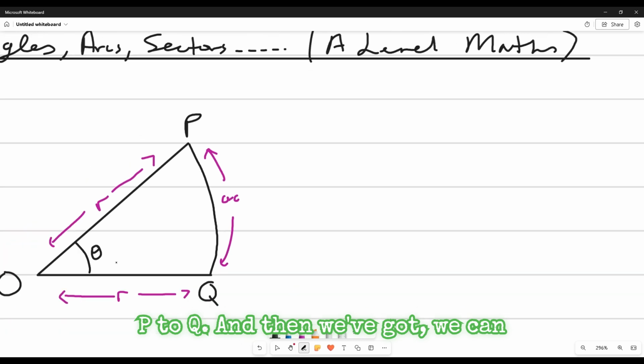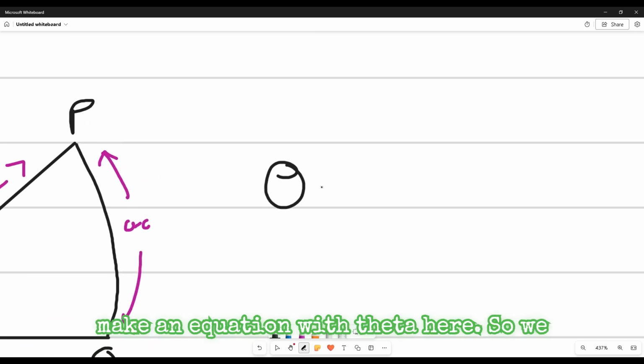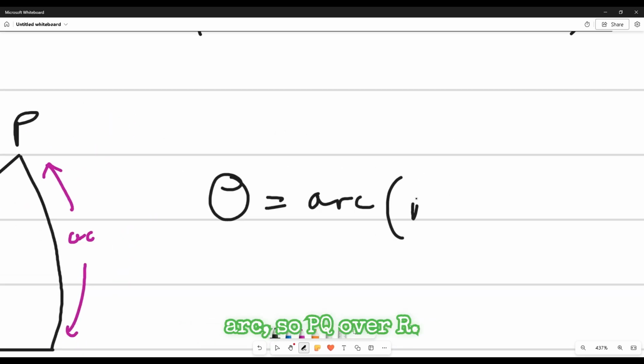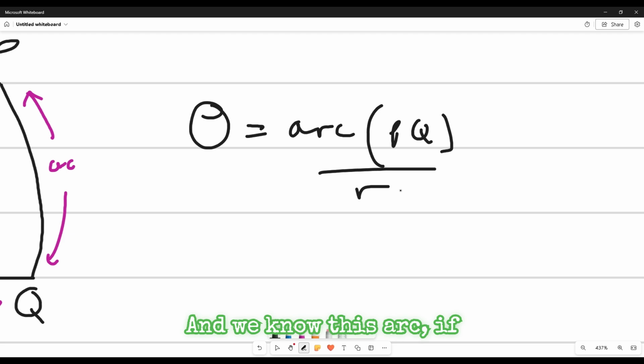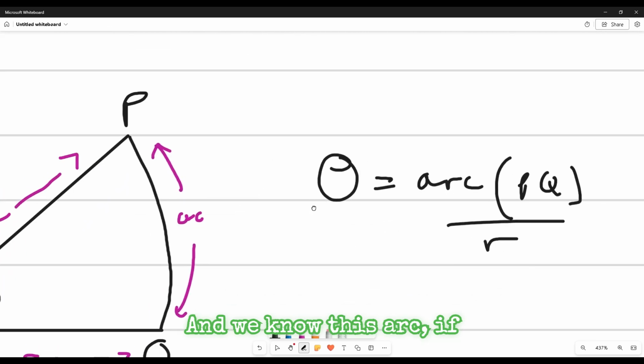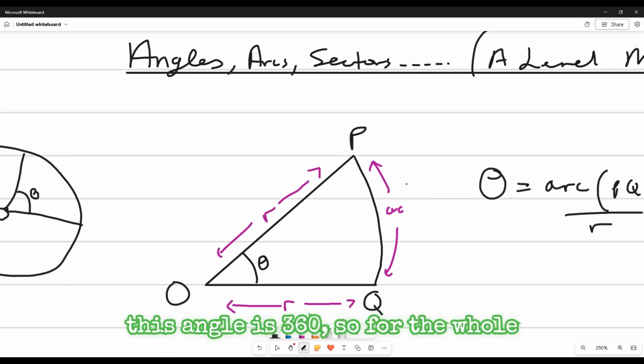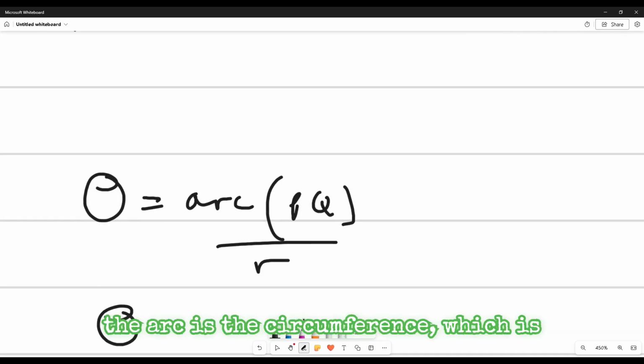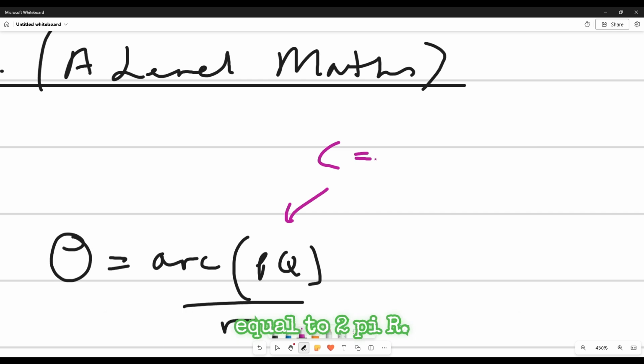And then we can make an equation with theta here. So we can say theta is equal to this arc here, so arc PQ over R. And we know if this angle is 360, so for the whole circle, we can say that the arc is the circumference, which is equal to 2 pi R.